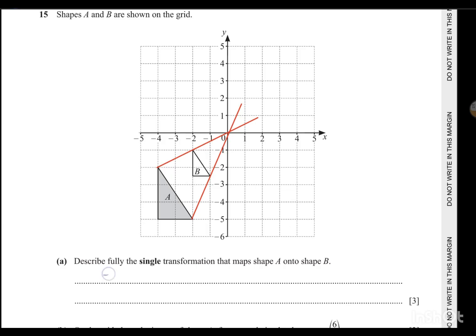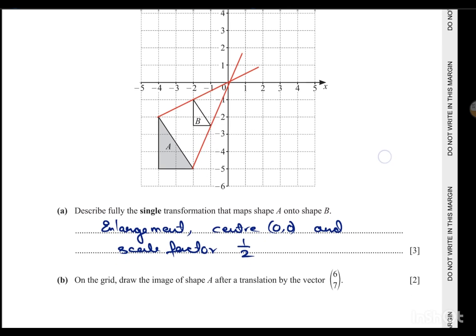You can write down: enlargement, center 0 0, and scale factor half. Question number 15, A is done.